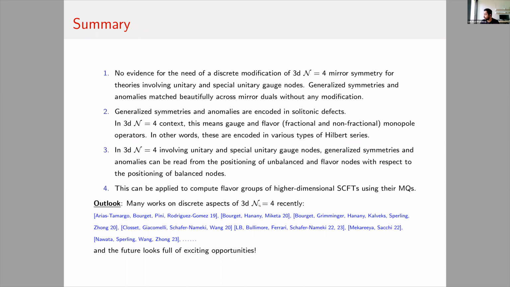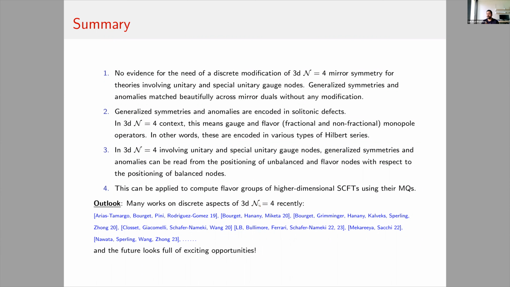And this brings me to the end of my talk. So we discussed a lot of things. Let's summarize them. First of all, we found no evidence for the need of a discrete modification of 3D N=4 mirror symmetry, in the class of theories which involve unitary and special unitary gauge nodes. We did this by computing some generalized symmetries and their anomalies, and we found that they match beautifully across the proposed mirror duals, and we don't need to modify them.